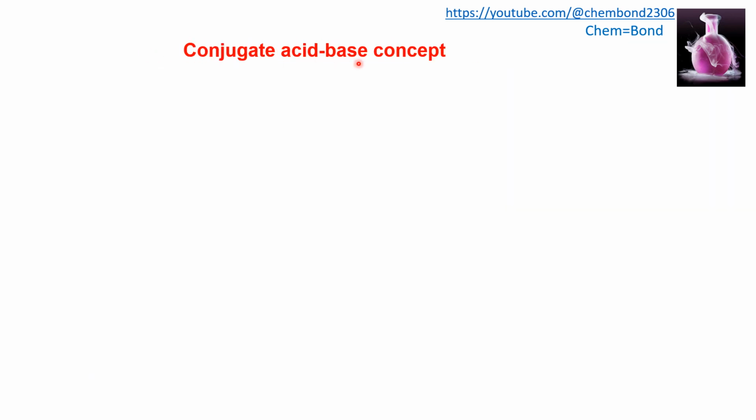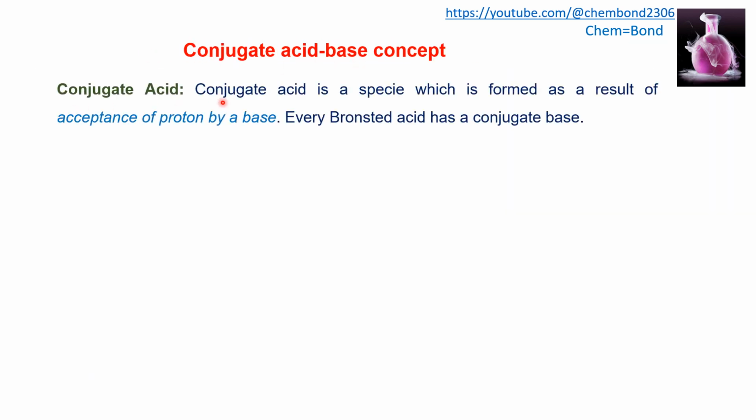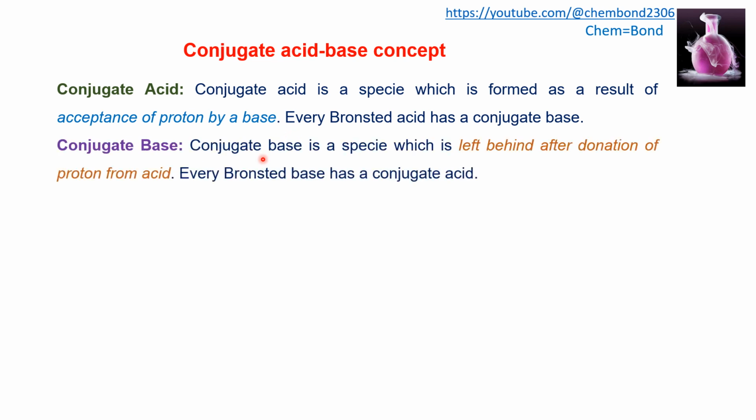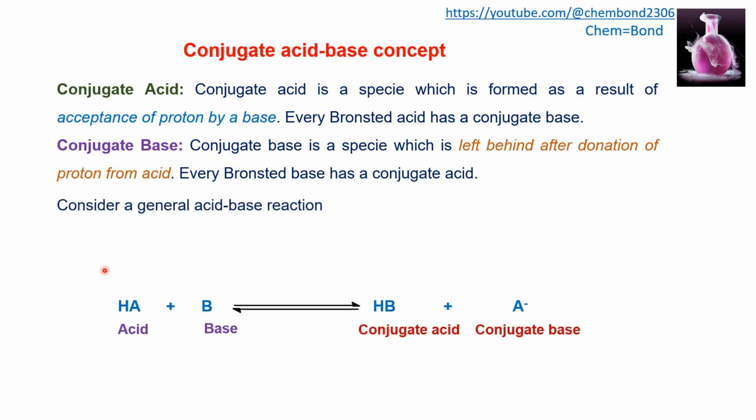Conjugate acid base concept. A conjugate acid is a species which is formed as a result of acceptance of a proton by a base, and a conjugate base is a species which is left behind after the donation of a proton from an acid. So consider a generalized reaction. Here the acid will combine with a base and it will produce a conjugate acid and a conjugate base.